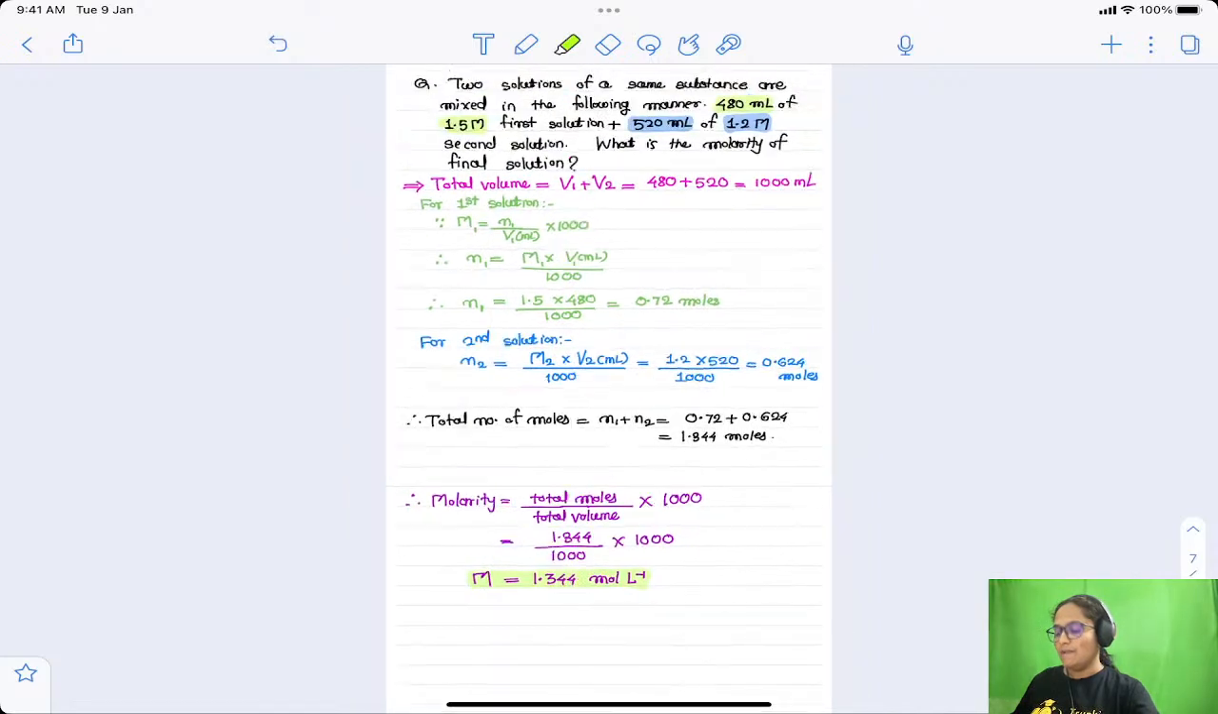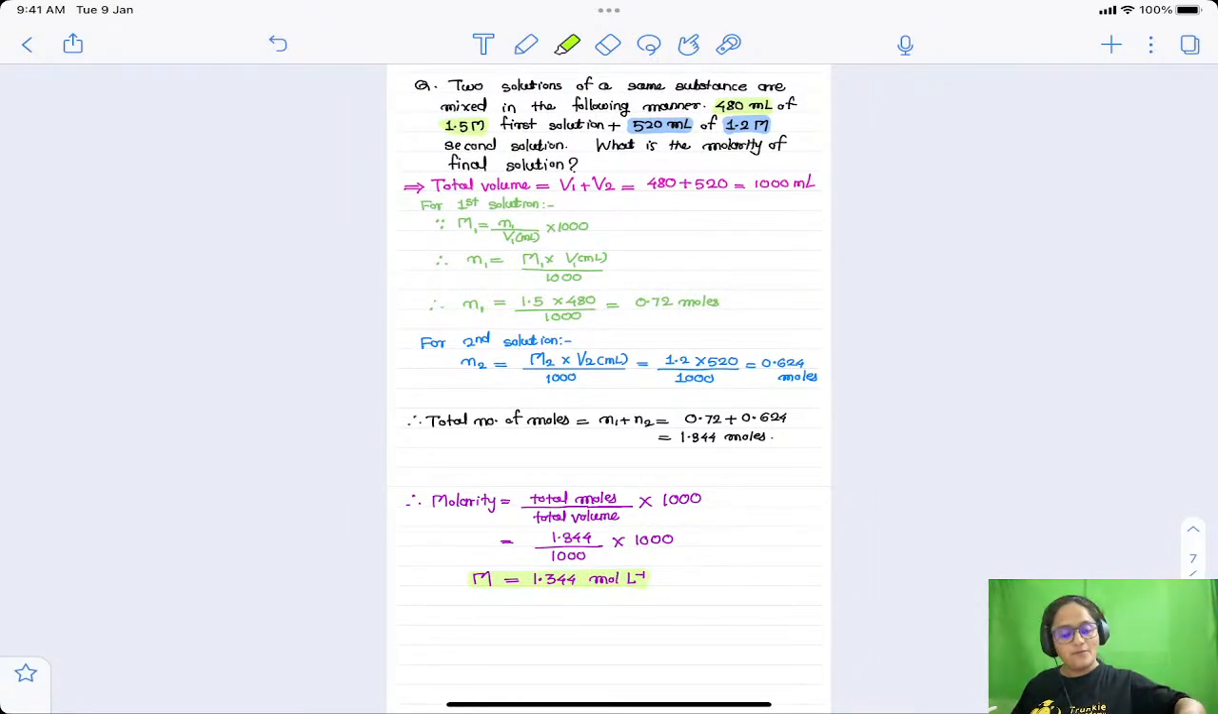So this is how we can use this same concept of molarity for different types of questions. Take a screenshot of this page. I hope you understood this question as well.